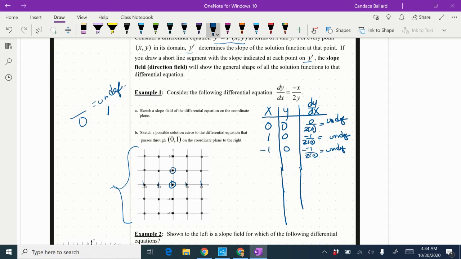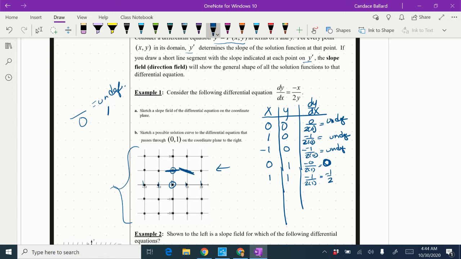I'm going to go to the point out 0, up 1. Now I've got -0 over 2 times 1, which would just be 0. That's okay, I can draw that. I can have a 0 in the numerator, so I just draw a little horizontal line. Now I'm going to go out 1, up 1. I'm going to try to do this row right here. That's going to be -1 over 2 times 1, which is -1/2, which means I'm drawing a -1/2 slope. That's not a very steep slope.